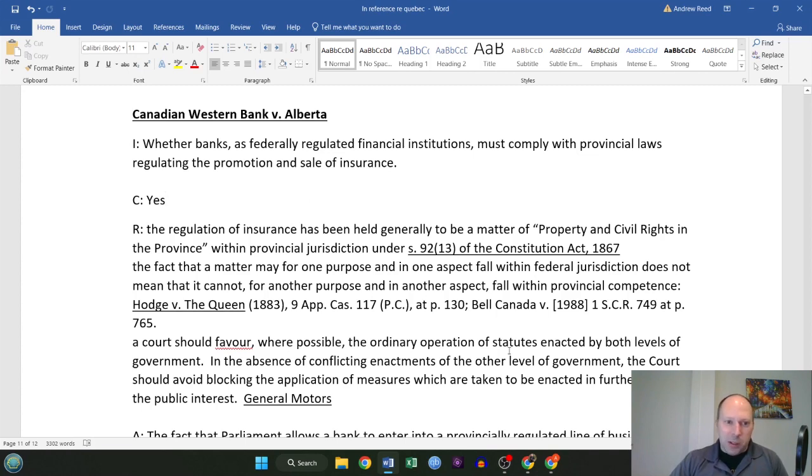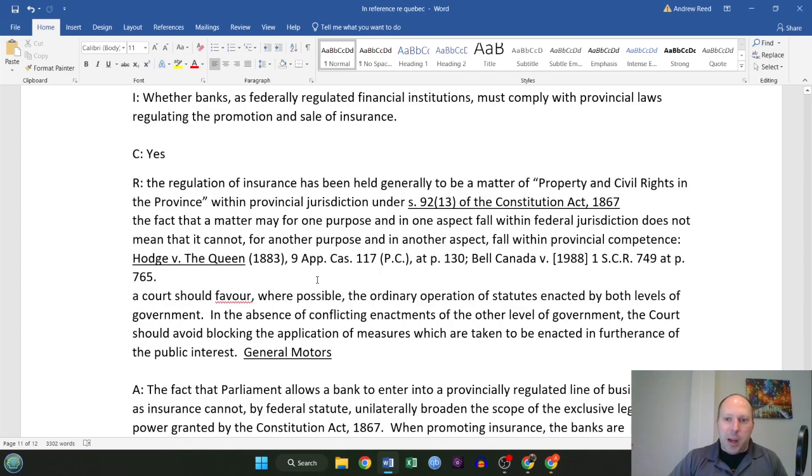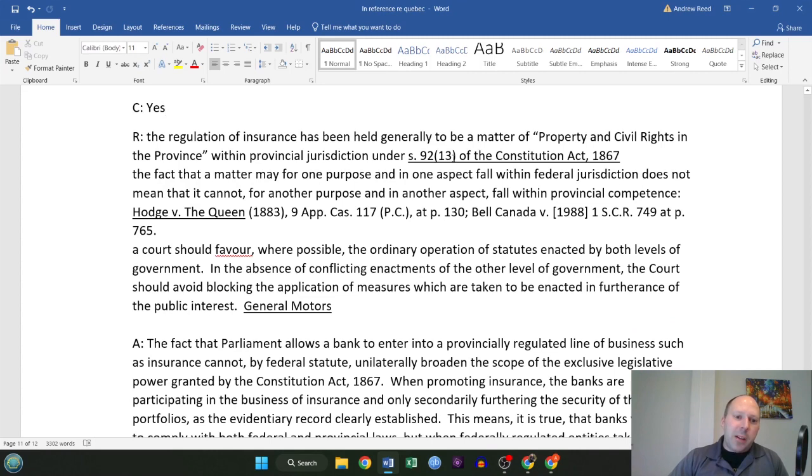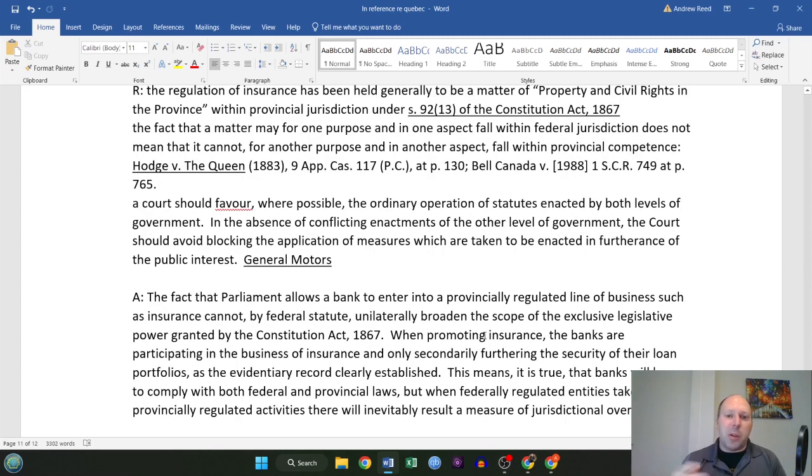Some of the rules I found within this case: regulation of insurance has been generally held to be a matter of provincial jurisdiction under Section 92(13) of the Constitution Act of 1867. The fact that a matter may be for one purpose and in one aspect fall within federal jurisdiction does not mean it cannot, for another purpose and another aspect, fall within provincial. That's Hodge versus the Queen, supported by Bell Canada in 1988. And then a court should favor, where possible, the ordinary operation of statutes enacted by both levels of government. In the absence of conflicting enactments of the other level of government, the court should avoid blocking the application of measures which are taken to be enacted in furtherance of the public interest, which is from the General Motors case.